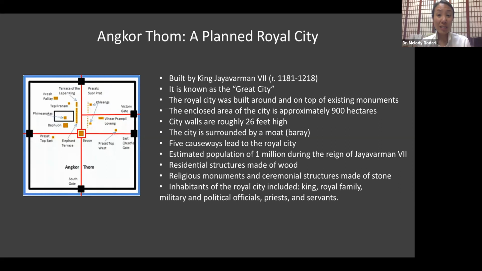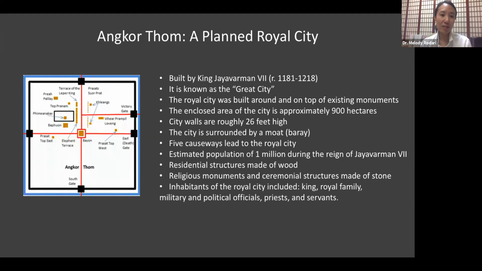Now, the enclosed city itself is approximately 900 hectares, and the city walls that help to delineate the space, right, that sort of demarcate this royal space, are roughly about 26 feet high. The city is surrounded by a moat. So that blue outline that you see here on the slide is representative of that moat, known as a beret.